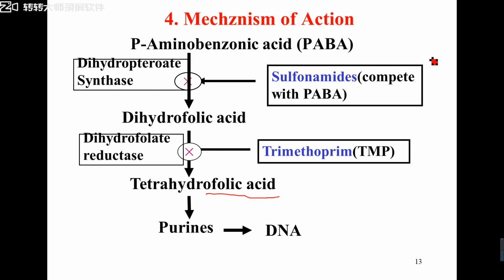So in clinic, we should know that we use sulfonamides co-administered with TMP, and the effects can be enlarged and treatment times shortened. So for this reason, one inhibits the synthase, the other one inhibits the reductase. Both of them inhibit folic acid synthesis. So in clinic, they should be co-administered. Okay.